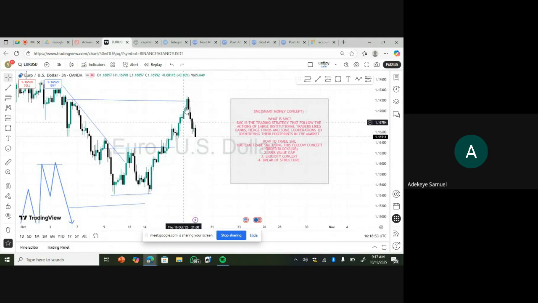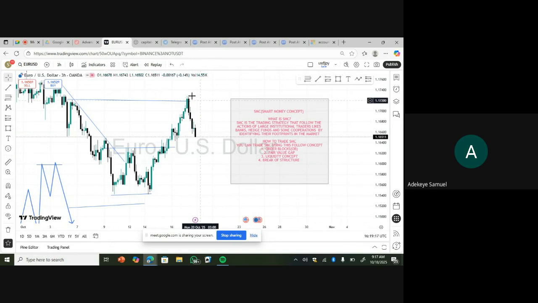But the structure of the market is still an uptrend market. That is where the SMC strategy comes in. SMC will help you to know where the institutional traders are stepping in, where the institutional traders are taking their profit, where institutional traders are heading to in the market.